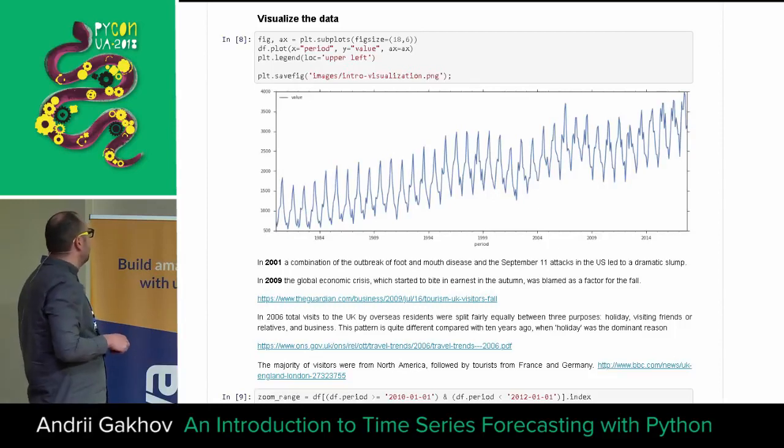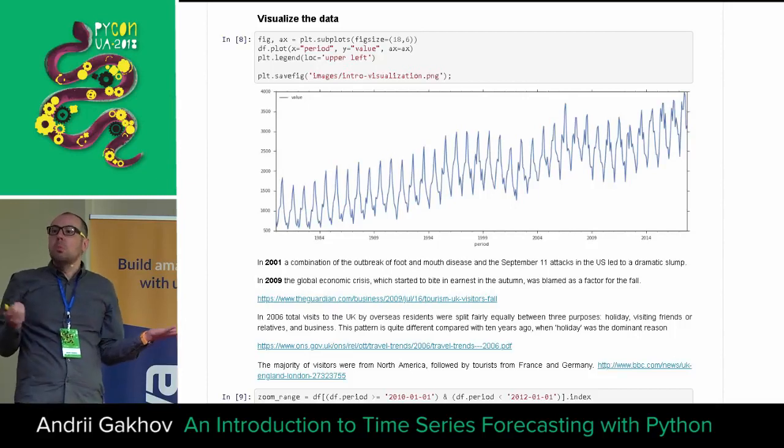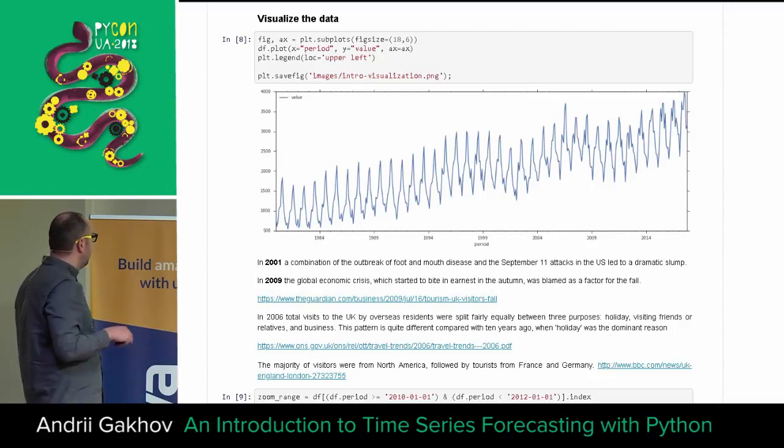Let's visualize the data. Okay, so how does it look? There is some trend, and we see seasonality. Which kind of model can we apply? Is it additive or multiplicative? Additive, I also think so. And I will show you why it's important a little bit later. But first, let's look at the data.